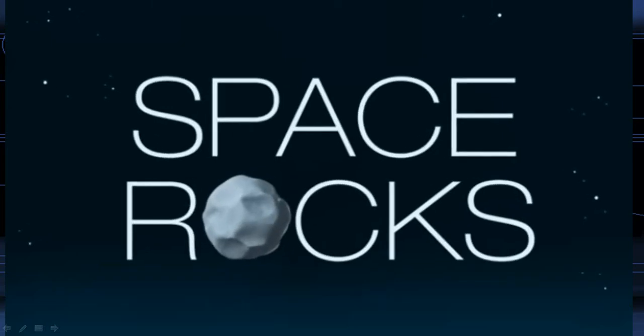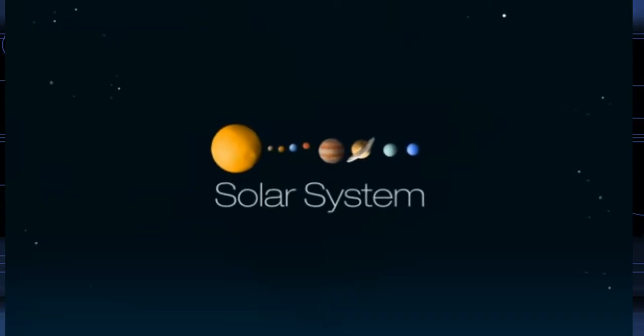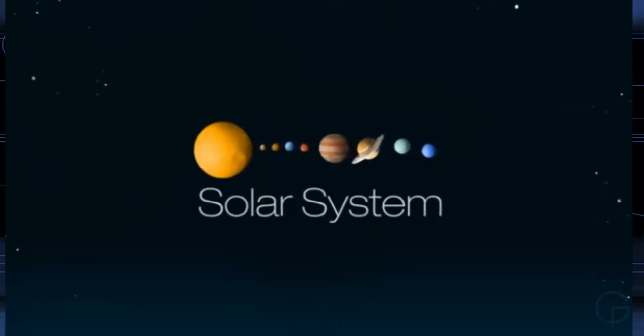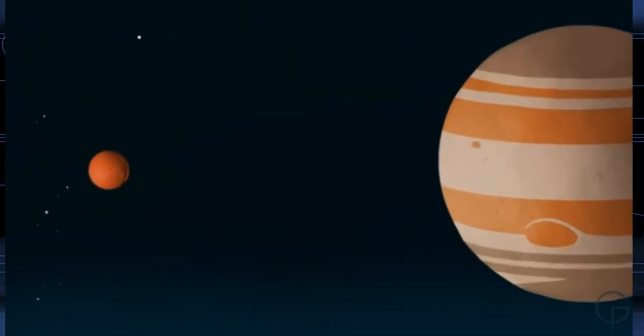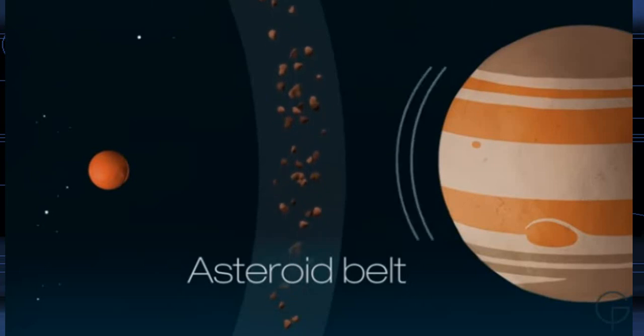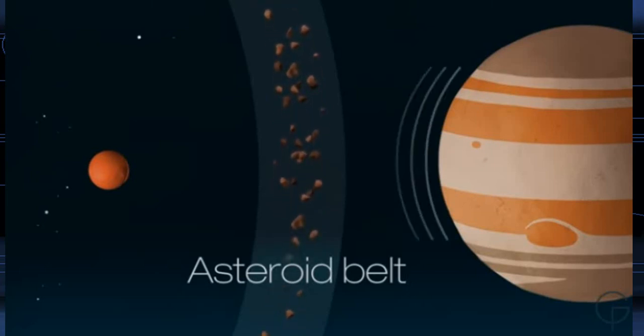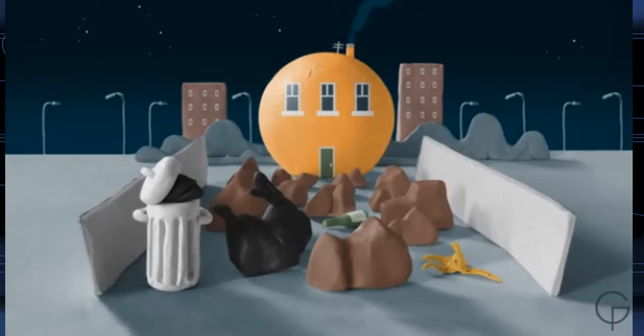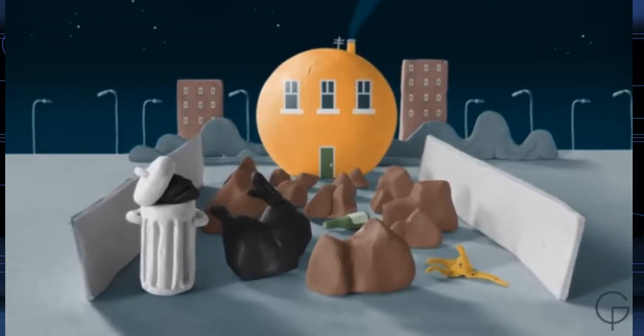Space rocks. Our solar system is a vast and fascinating place. Between Mars and Jupiter, we find the asteroid belt. Due to the mighty gravitational effects of Jupiter, these chunks of rock and metal couldn't come together to form a planet, and instead made up a solar junkyard of sorts.